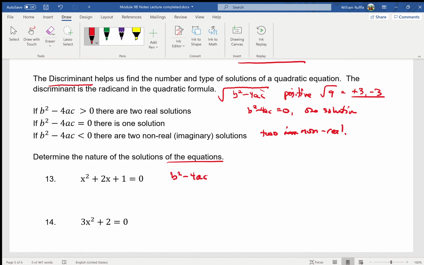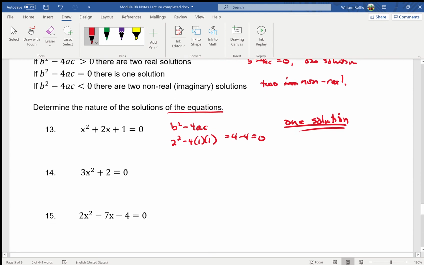If it's positive, I get 2 real. If it's 0, I get 1. If it's negative, I get 2 non-real ones. So my first one here, b is 2, so this is really 2 squared minus 4 times 1 times 1. Well, 4 minus 4 is 0, so I get 1 solution. I do not need to find it, I just need to tell them how many solutions there are.